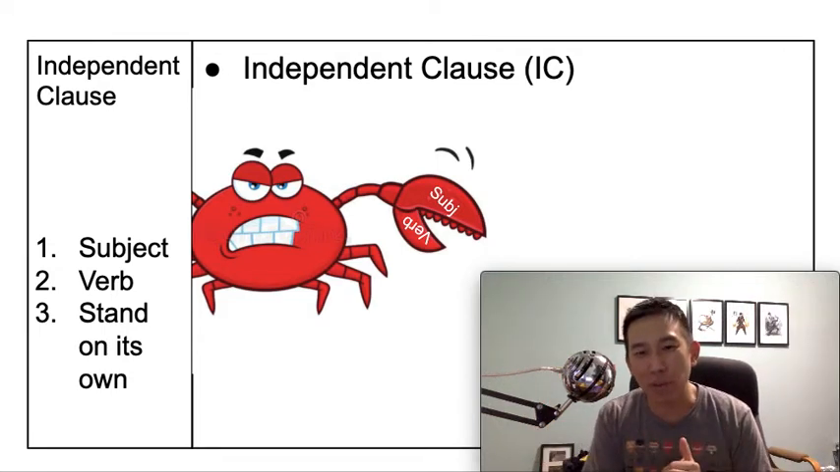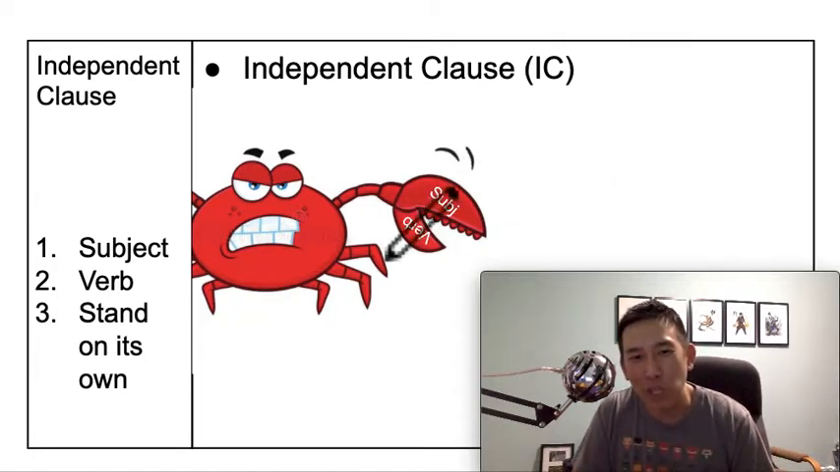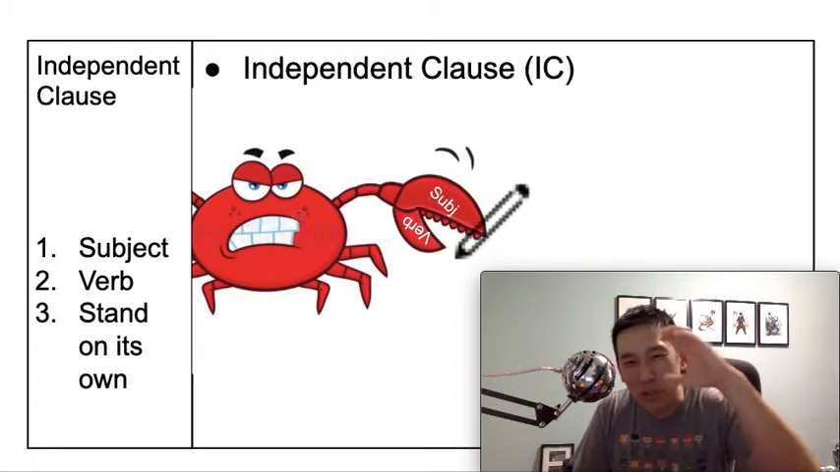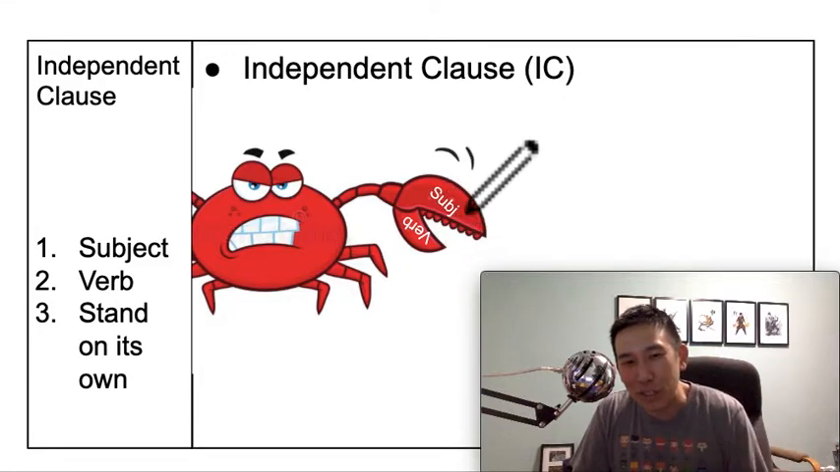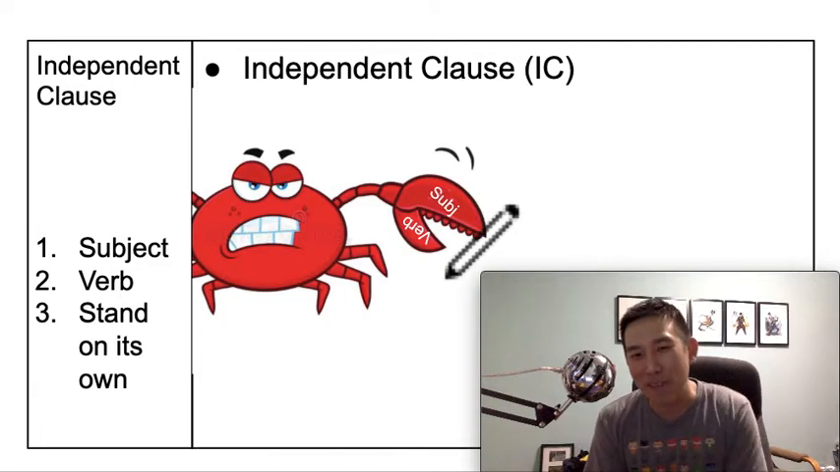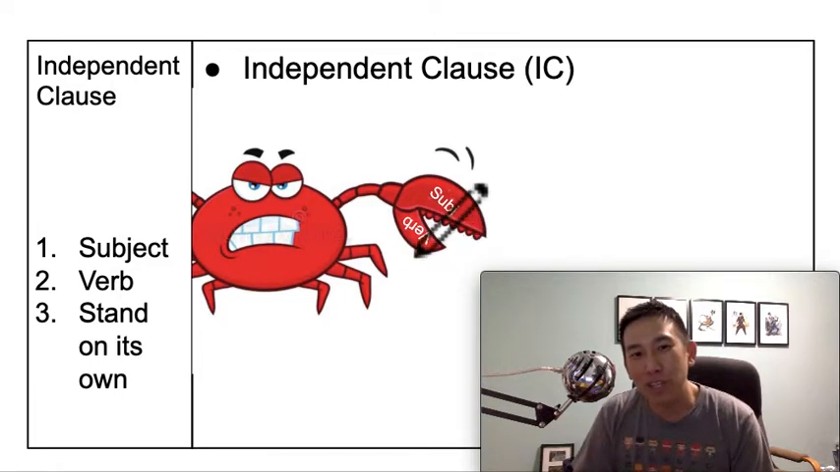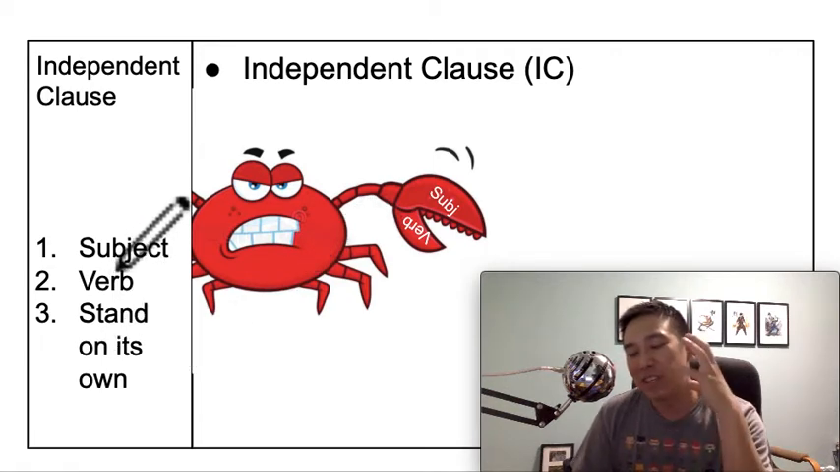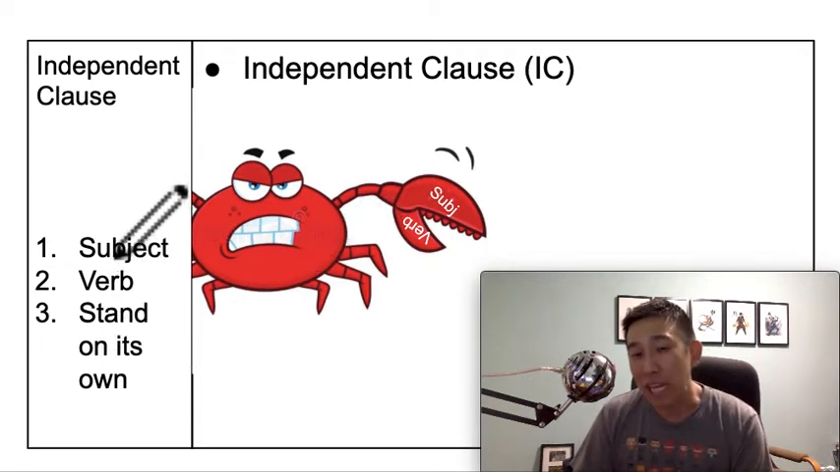The way I always remember it is an independent clause is sort of like a crab claw, and it can pinch you. To pinch you, it needs two things. So it needs the subject and the verb, which I've put over here, and it's a very independent crab. It can hold its own in a fight. So those are the three things you need: a subject, a verb, and can stand on its own. So that's the way to see if you have an independent clause when you're analyzing a group of words.